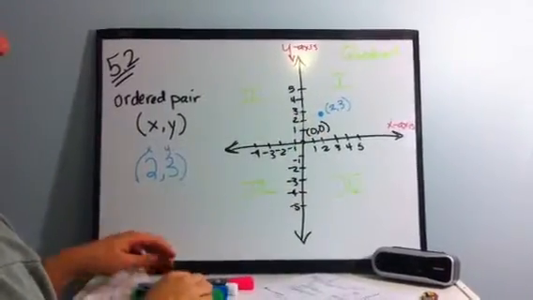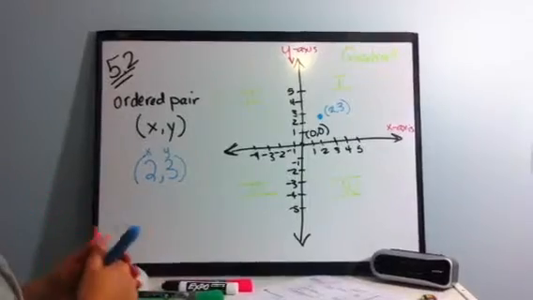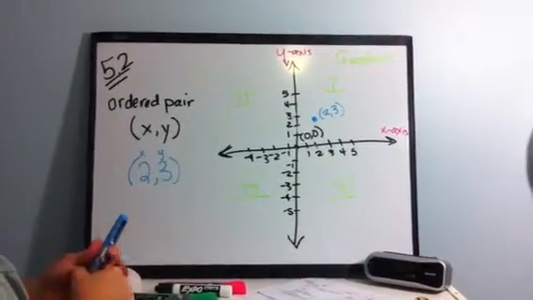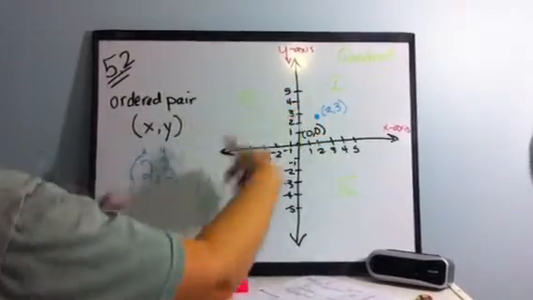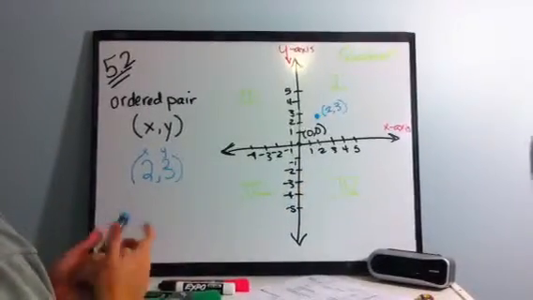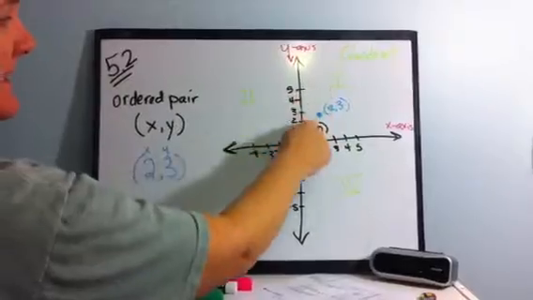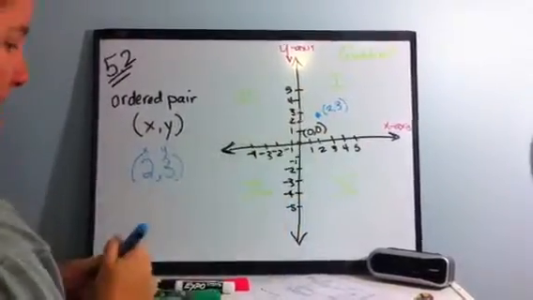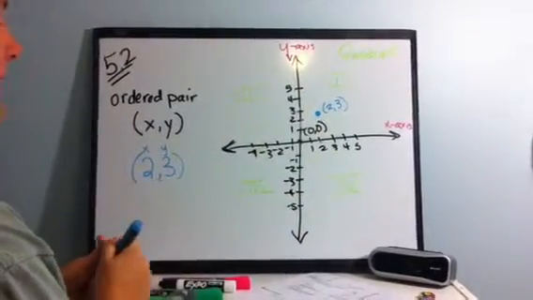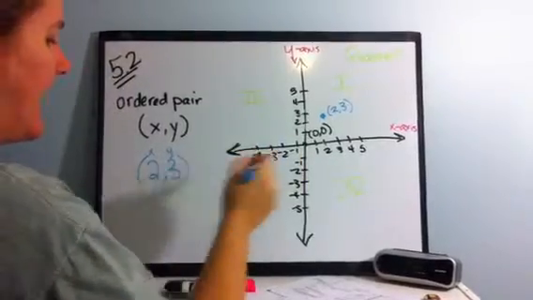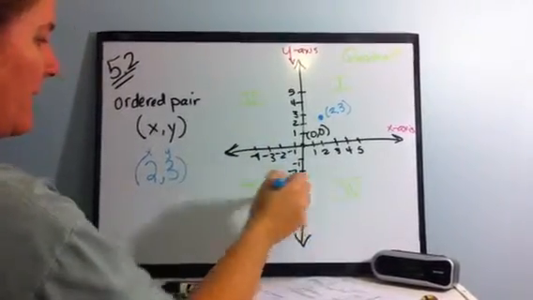And the purpose of the quadrants is it lets you talk about where things are located on a coordinate plane rather than having to say up here or down there, over there. You can say, well, the point 2, 3 is in quadrant 1 because obviously you can see that that falls within that quadrant.